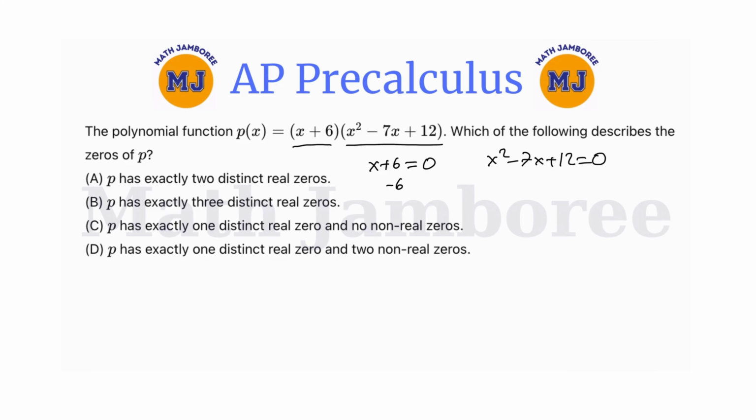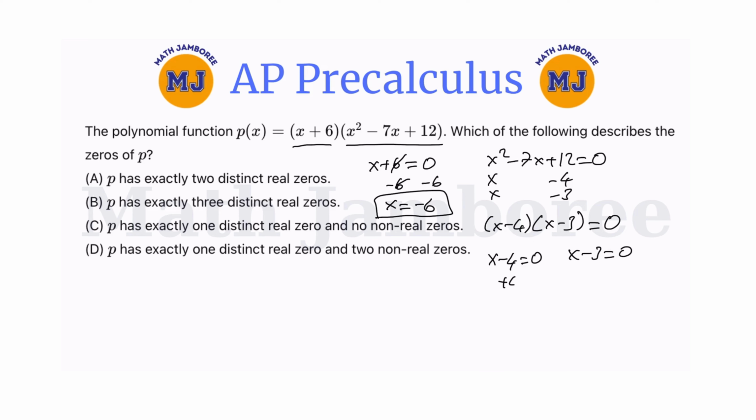If we take away 6 from both sides, the first one becomes x equals negative 6. This is our first zero, which is the root. For the second, we need two numbers such that when you multiply 4 by 3, you get 12, but when you add them, you're supposed to get negative 7. That's why 4 and 3 both will be negative. So we can rewrite this as x minus 4 times x minus 3 equals 0, and solve each of them separately.